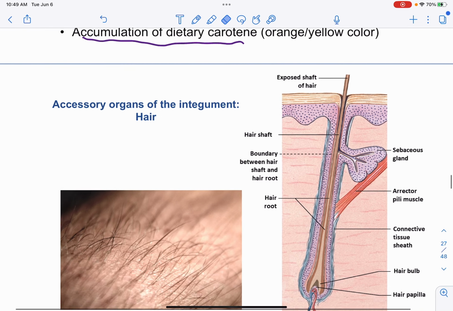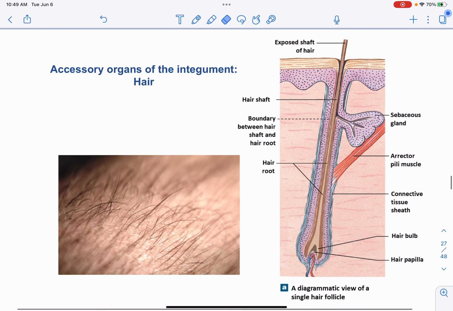All right, so we are going to move on to the accessory organs of the integument or skin, and those accessory organs are hair and nails. We're not going to cover nails in this lecture because there's just too much to cover already. We will talk about some of the glands that are associated with hair as well.